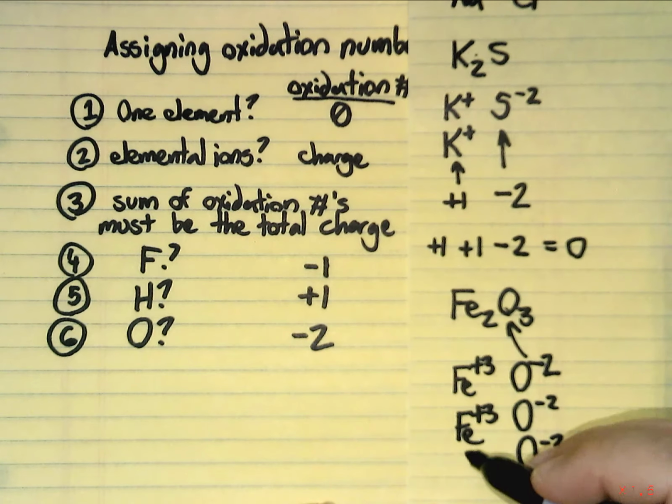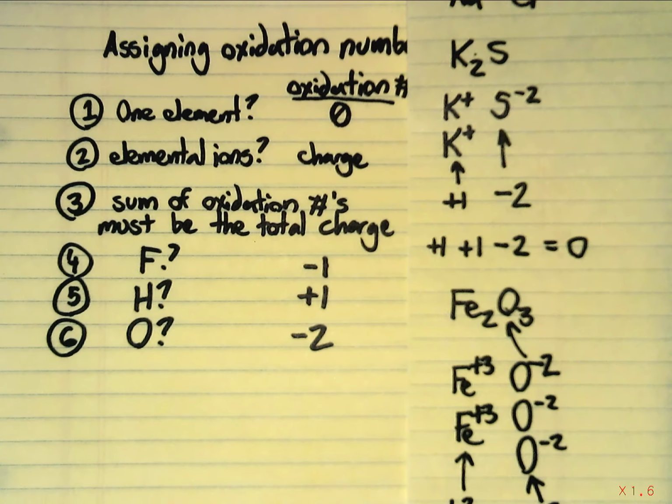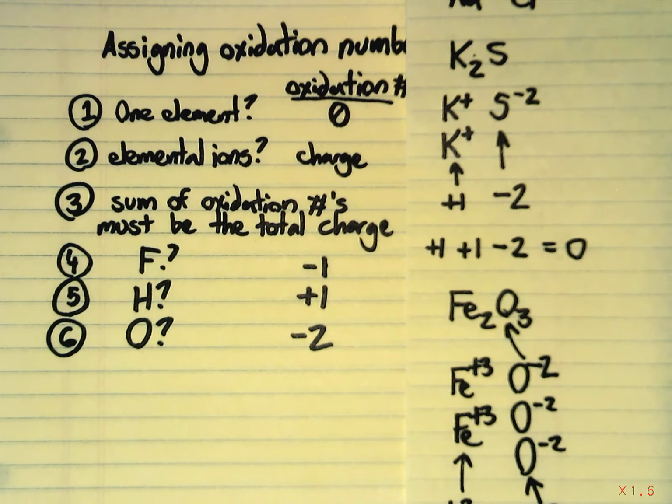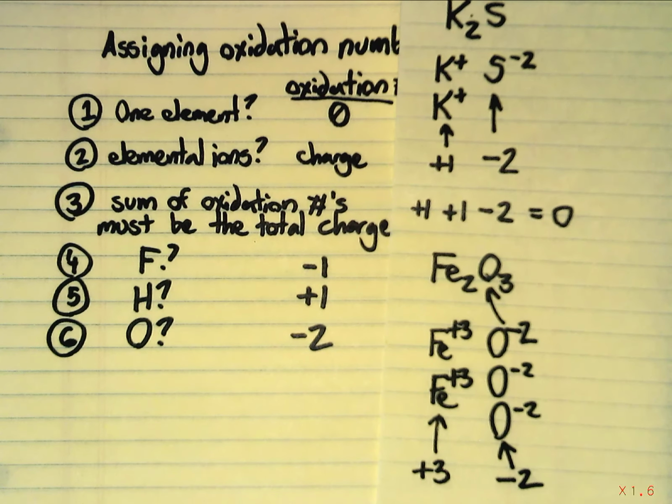So I would say each iron has got an oxidation number of +3, and each oxygen has got an oxidation number of -2. All right, in the next video, we will do a few more complicated examples that require us to use some of the other rules.